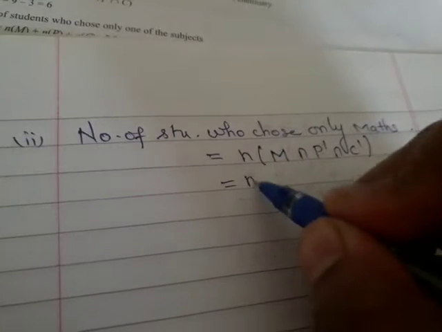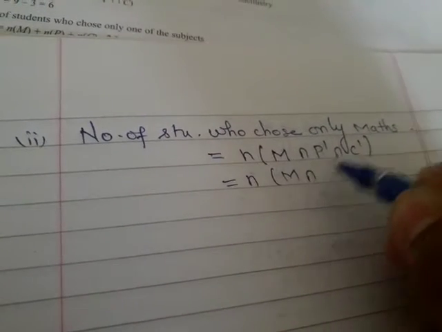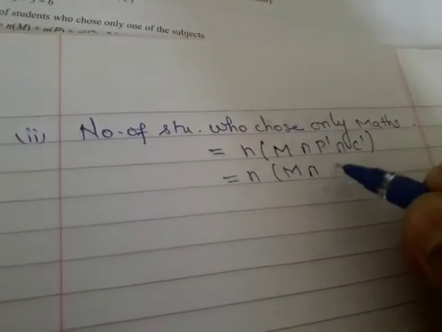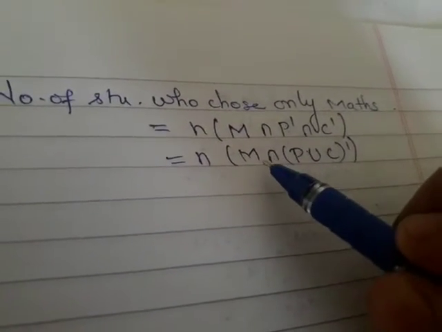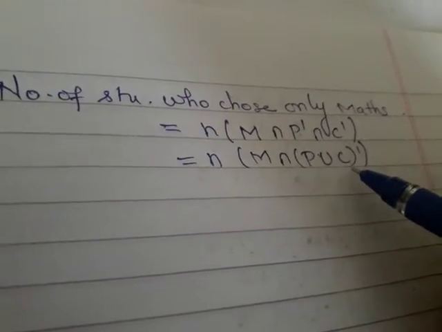Now immediately what is the next step? Apply De Morgan's law. A dash intersection b dash is a union b the whole dash. Right? Now it resembles what? n of a intersection b dash. A intersection b dash, I told you the result in the previous question.